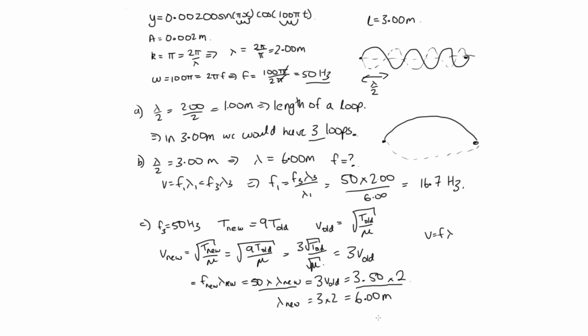Now, the question asked us how many loops, and a loop's equal to half a wavelength. So λ new on 2 is equal to 3 meters. And if this is the length of one loop, and that's equal to the length of the string, so now we see one loop.